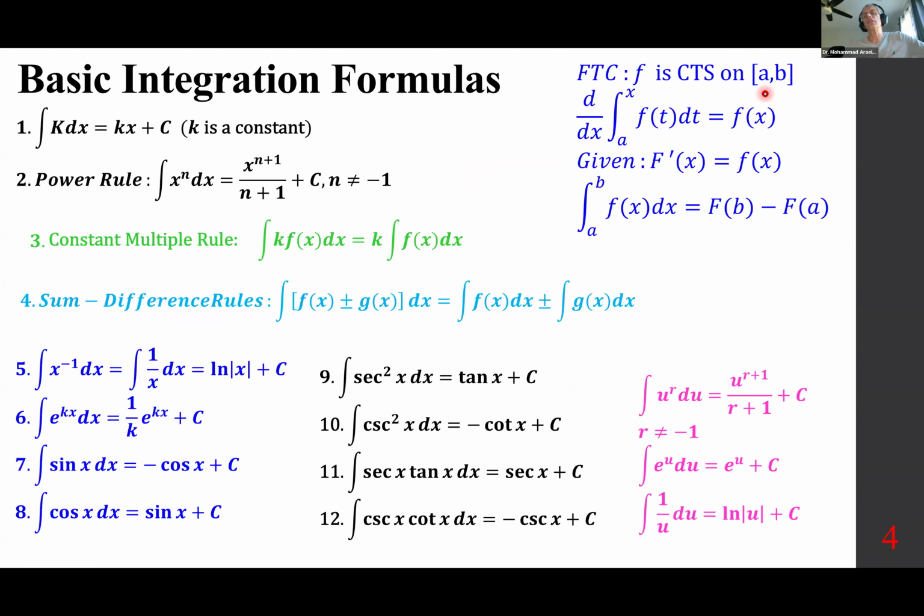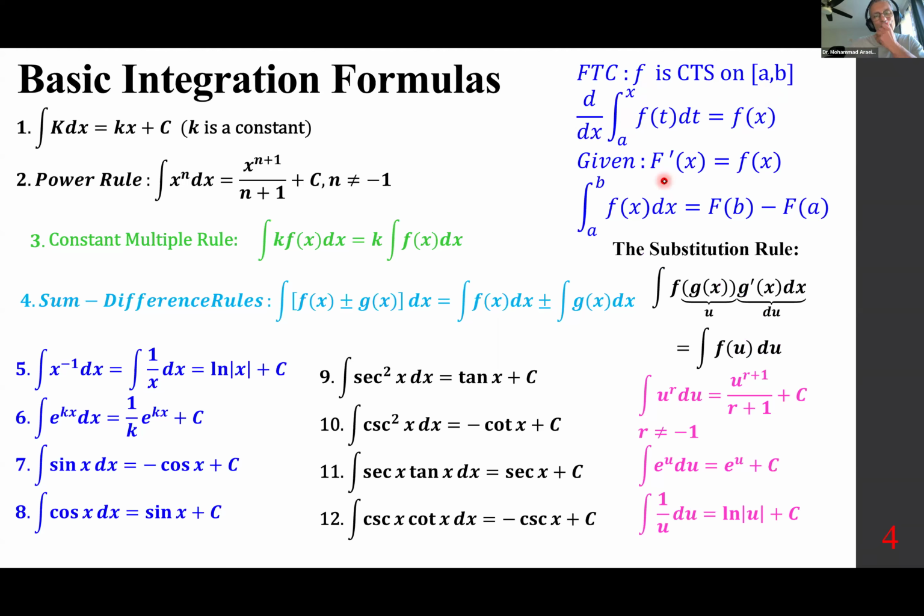FTC, short for fundamental theorem of calculus. There are two parts. The integral from a to x of f of t dt, if we differentiate it, we get f of x. That means this function is evaluated at the upper limit, and the lower limit is any number. The integral from a to b of f of x dx is a definite integral and it's a number, capital F of b minus capital F of a, where capital F prime is lowercase f of x.